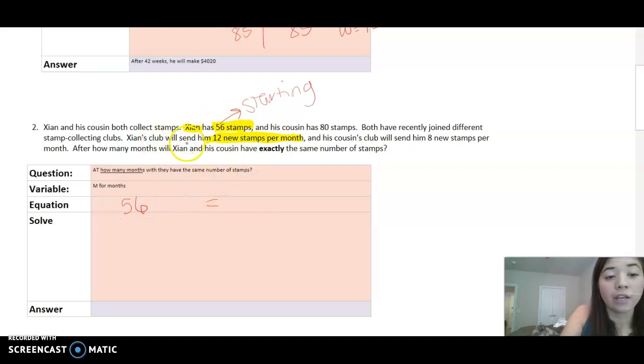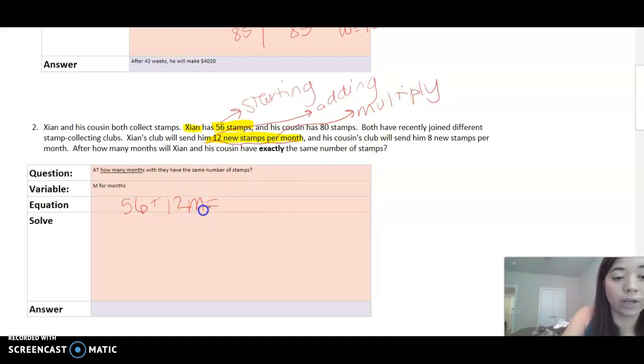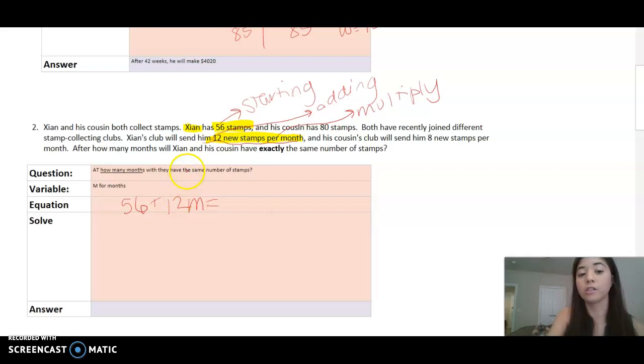And then his club is sending him 12 new stamps per month. So that means they're adding 12 stamps. And then there's that word per again, which means to multiply. So based on how many months, if it's been 1 month, he has 12 stamps. If it's 2 months, that's 24. 3, 36. So each month, it's multiplying by 12. Okay, there is Zion.